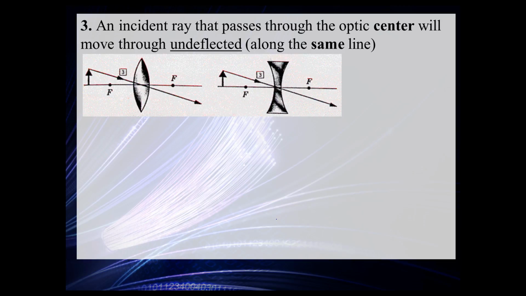This rule tells you that it doesn't matter whether you have a convex or a concave lens. If you have a ray of light that passes through the center of the lens or the optic center, it just does it undeflected. This seems like a really hard fact to believe because how can the ray of light possibly go through a medium without its direction changing? Well, this is why it's important to state that we're dealing with lenses that are very thin.